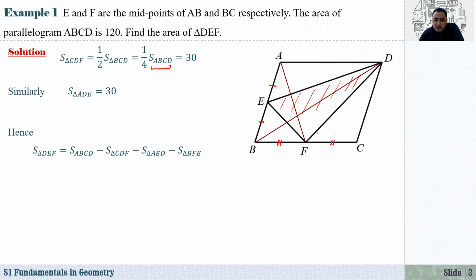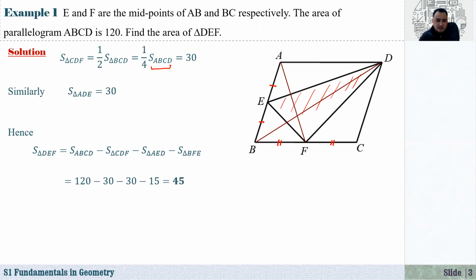Hence, now if you want to find the area of DEF, what is it? That is the area of ABCD, the whole parallelogram, minus the area of CDF, minus the area of AED, and also remove this part EBF, or BFA. So that gives us the area of EDF.